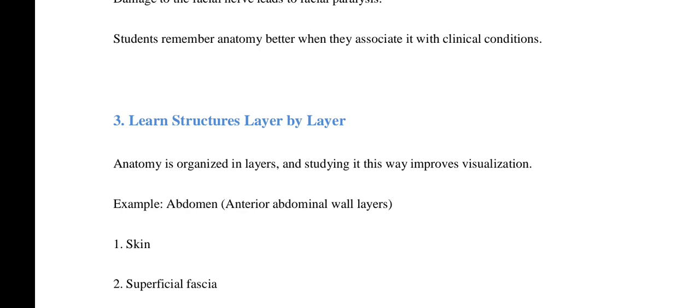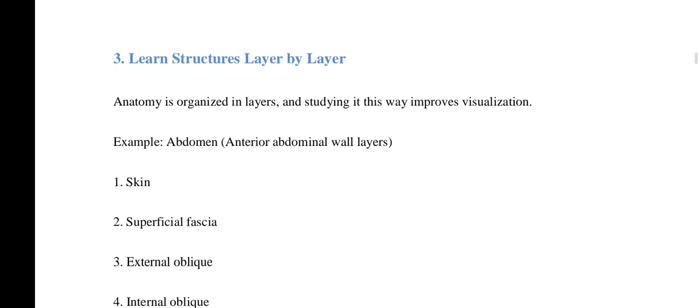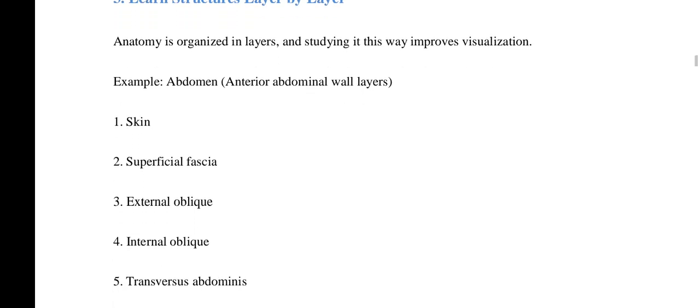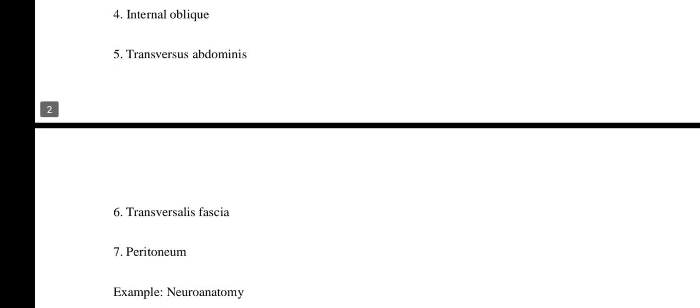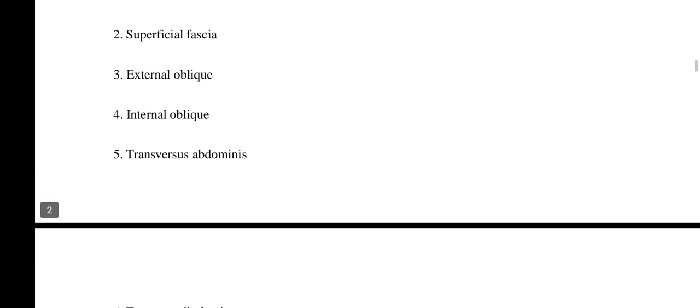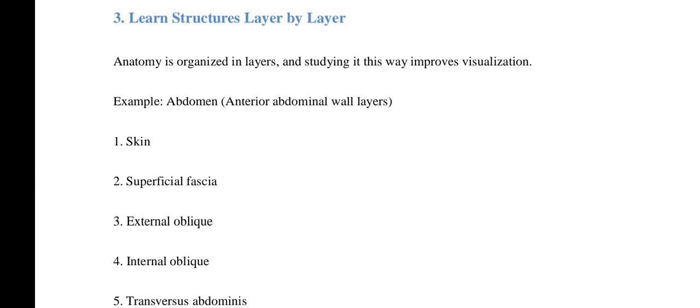imagine the way it's supposed to be, like the layers starting from the skin, looking at the abdomen as an example. For example, the anterior abdominal wall layers starting with the skin, superficial fascia, the external oblique muscle, internal oblique muscle, transversus abdominis muscle, transversalis fascia, then you get to the peritoneum. So if you are able to learn anatomy using layers, it will be easier, you follow the layers, you're able to visualize it.